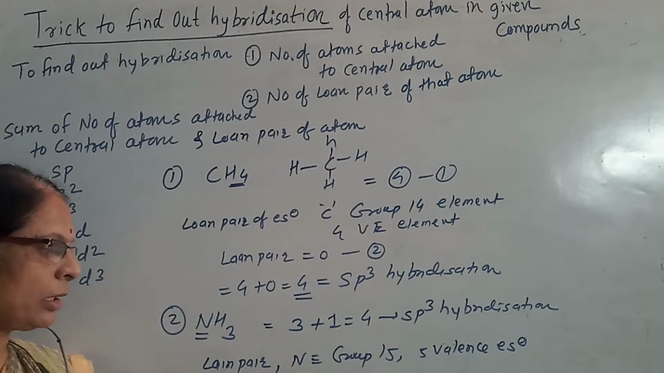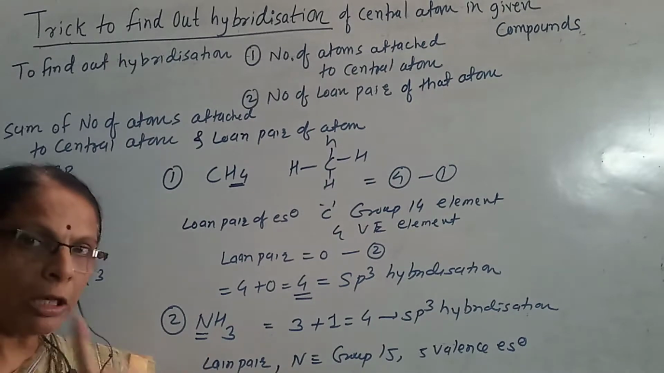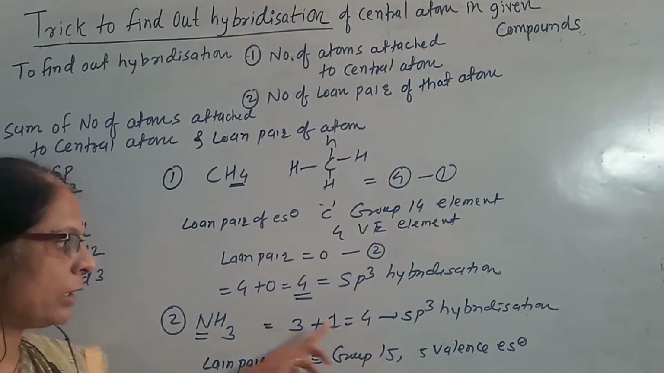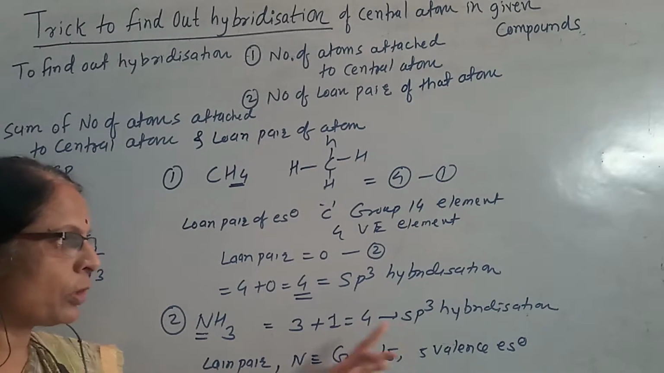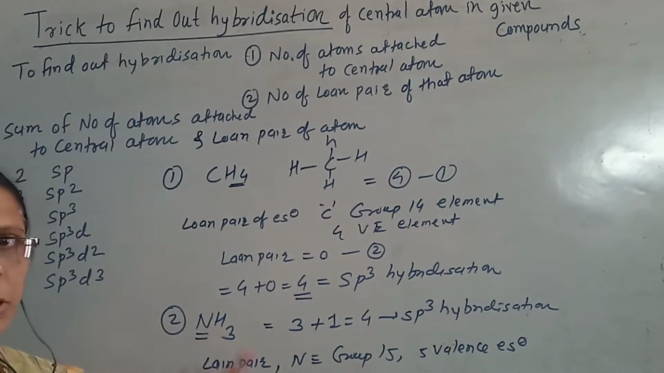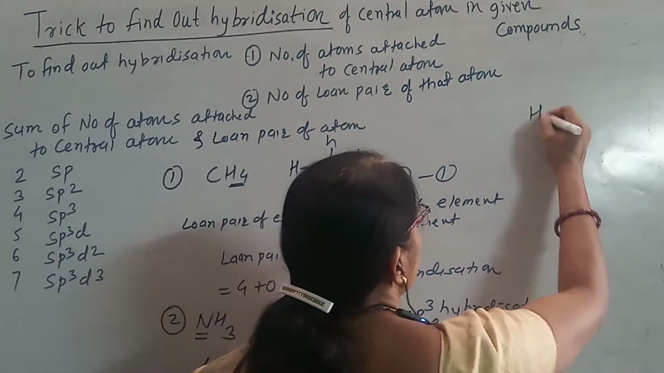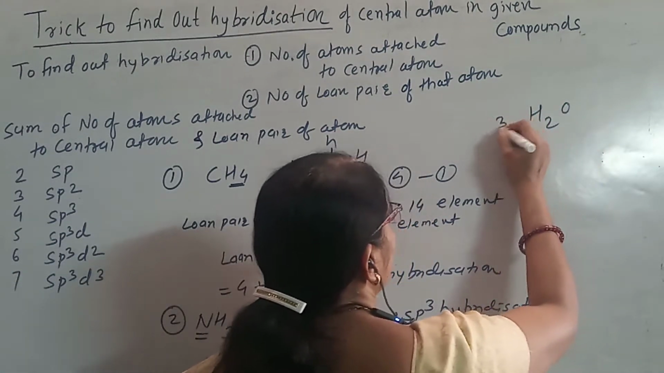And so how many are there? 2 electrons, nothing but one lone pair. So 3 plus 1, that is 4, and the sum of 1 and 3 is 4. So 4 again shows that ammonia is sp3 hybridized. Okay. Now let us consider example number 3 as water.